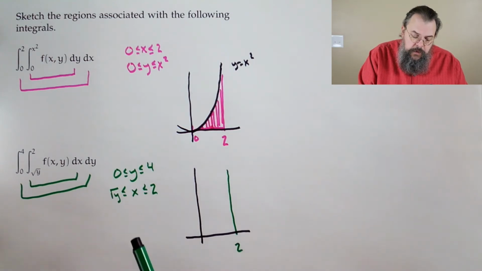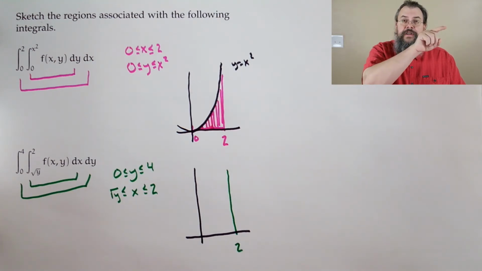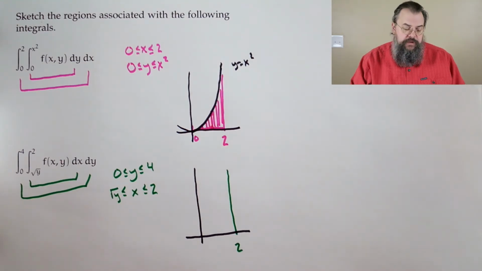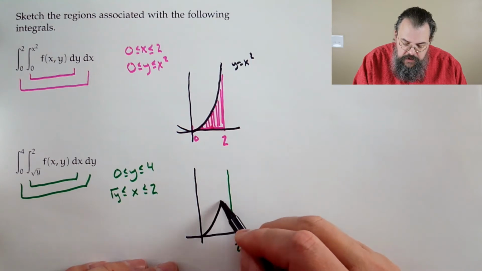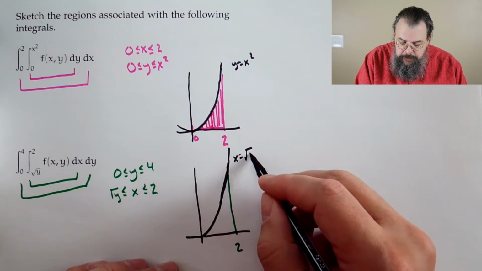Now, how about this? x equals square root of y. Well, we know y equals square root of x. We know that shape. So if we talk about x equals square root of y, it's essentially a flip of that. And okay, so that would look like what? Well, it would look like this curve here. So x equals square root of y.